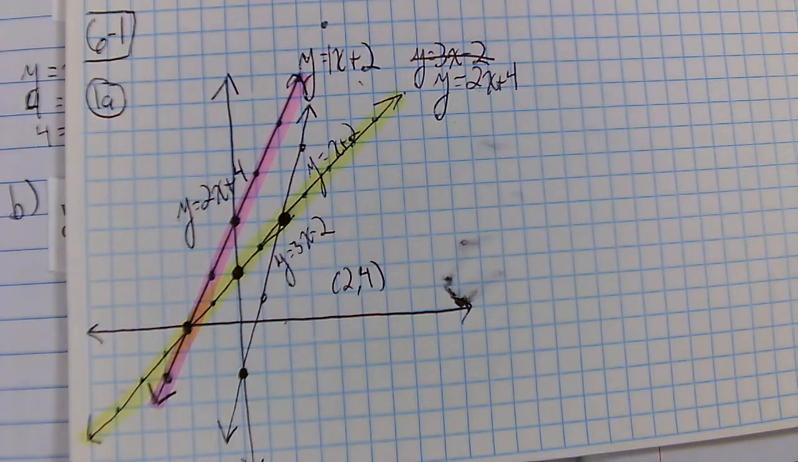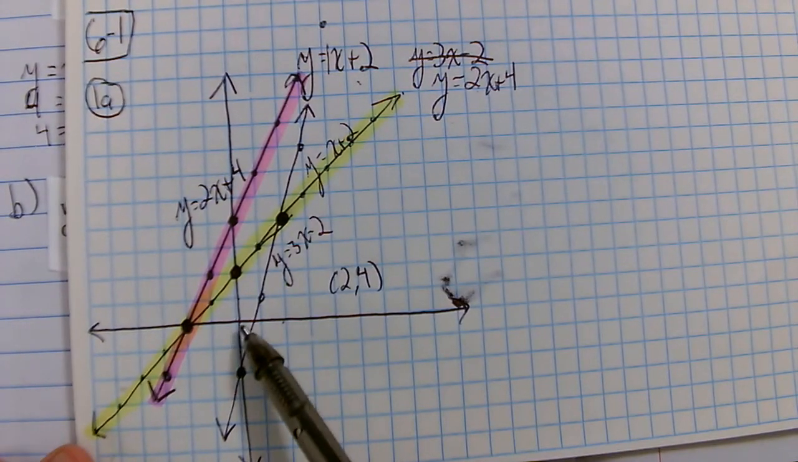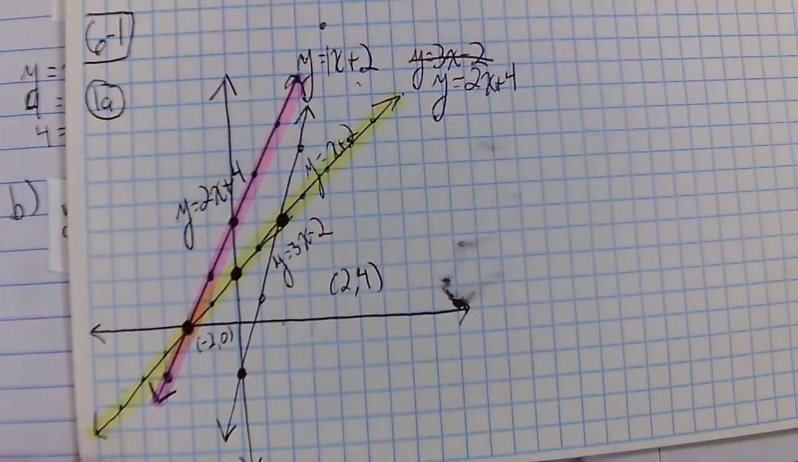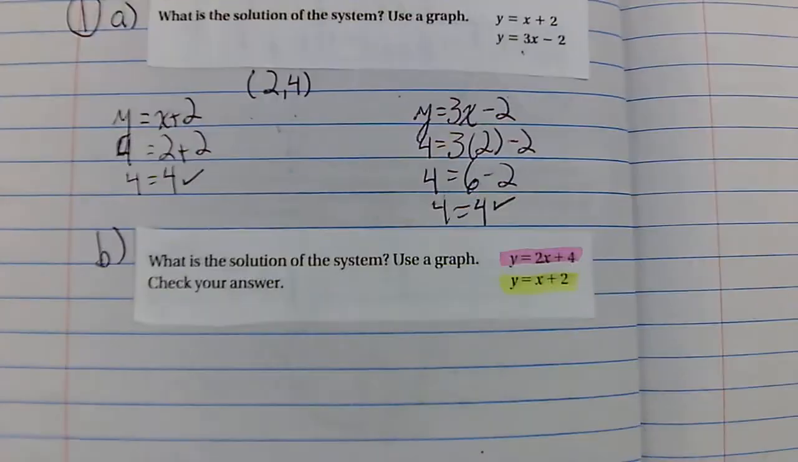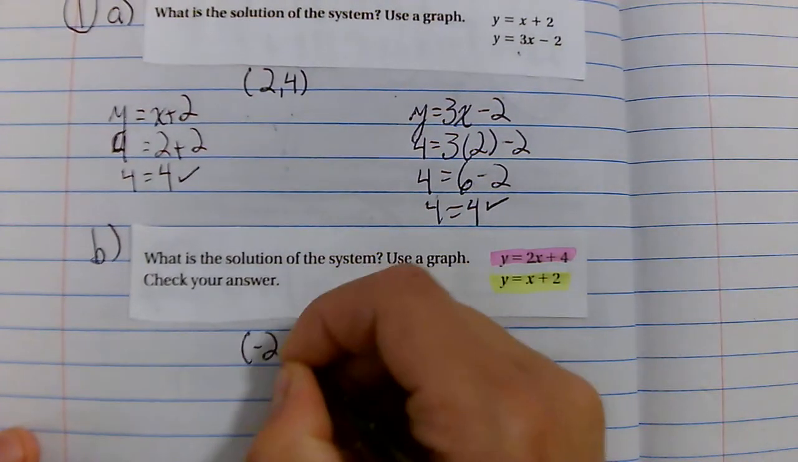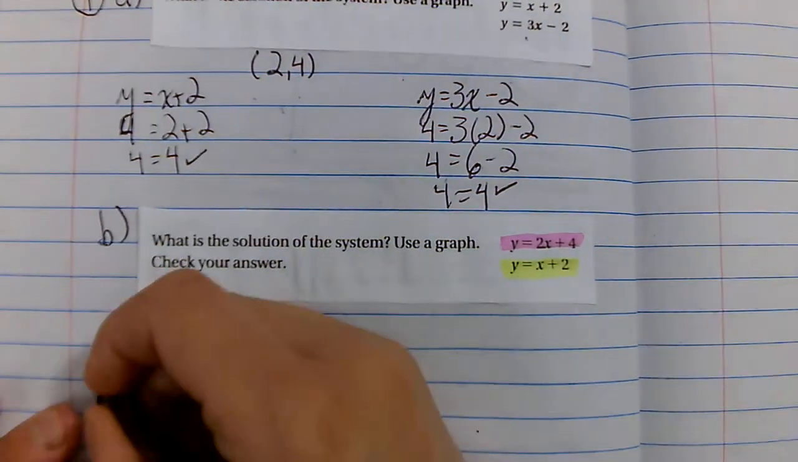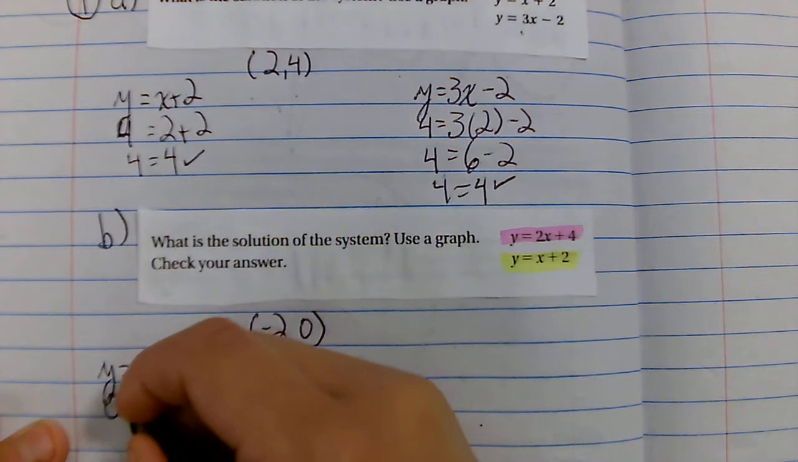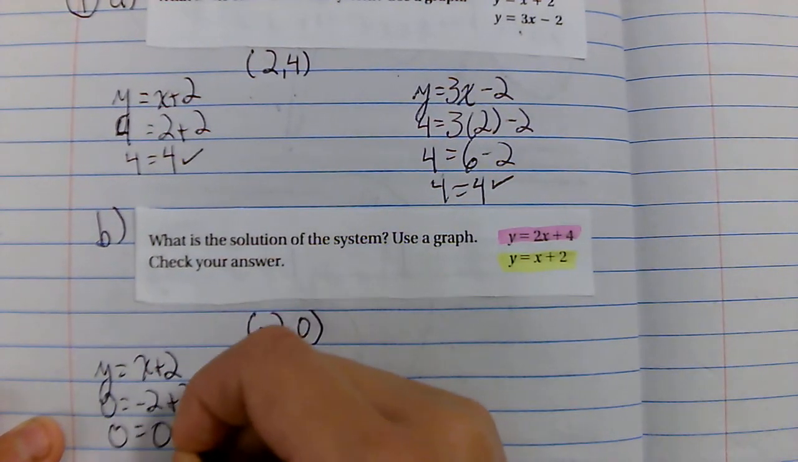There we go. All righty. So, we can see that they intersect right here, which is at (-2, 0). But let's just make sure that that solution works. So I'm going to go back over to my notebook. We had (-2, 0). And let's make sure that this is true. So I had y equals x plus 2. 0 equals -2 plus 2. Yep, that one works. So that one is true.